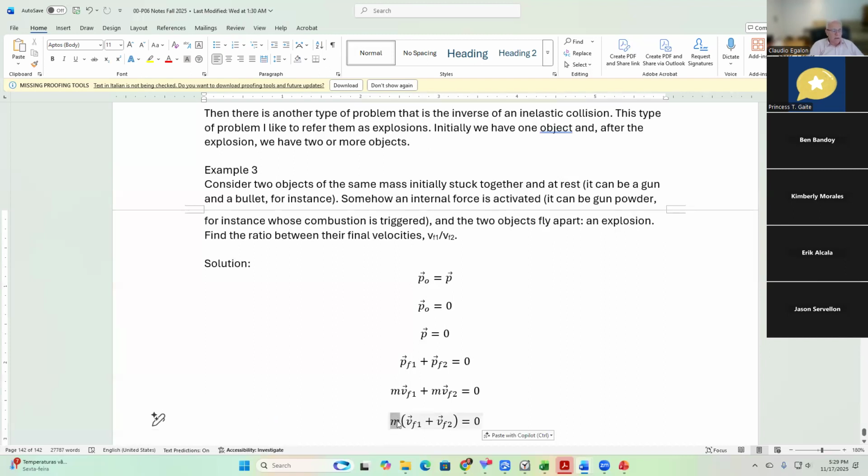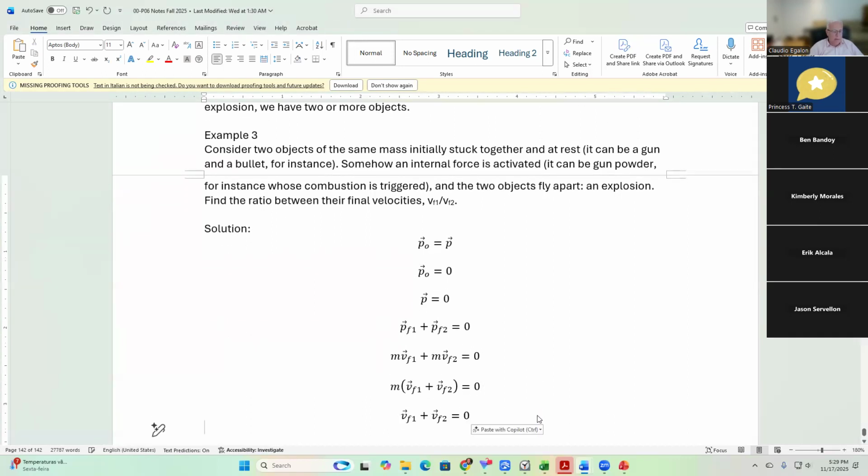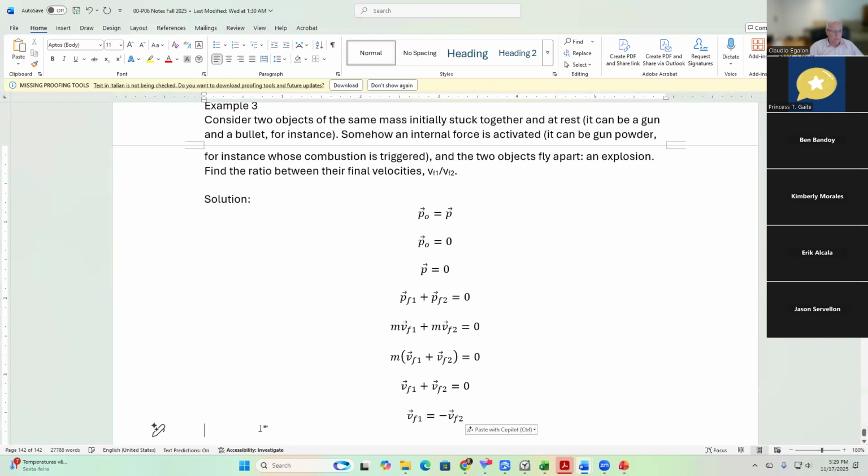And because the mass is different from 0, we can go to the next step and say that v final of 1 plus v final of 2 is 0. Okay? And that is the relationship we get between those two final velocities. They have exactly the same magnitude, but opposite direction. Consequently, their ratio should be equal to -1.